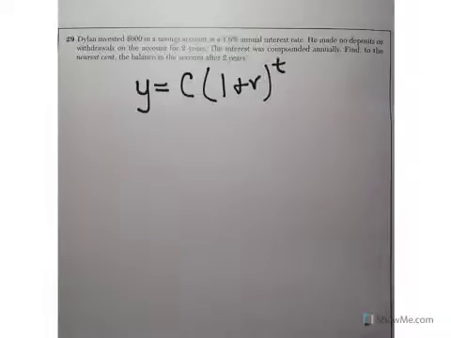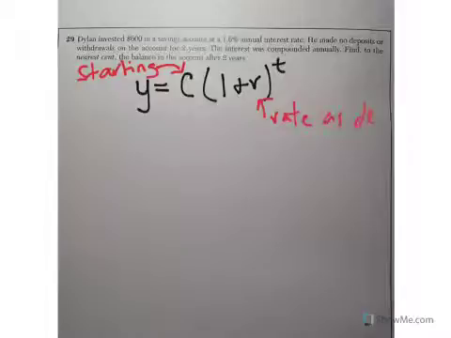So, if we look here, if Dylan's putting money in a savings account and he's gradually getting more and more money, it's because it is exponentially increasing. And if you remember your exponential growth formula, it looks like this: y equals c, parentheses 1 plus r, to the power of t. Where c is your starting value, y is your final value, what you're solving for, r is your rate, and it's always as a decimal, and t is your time.